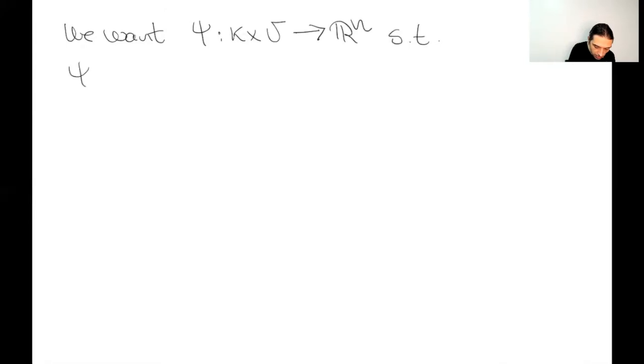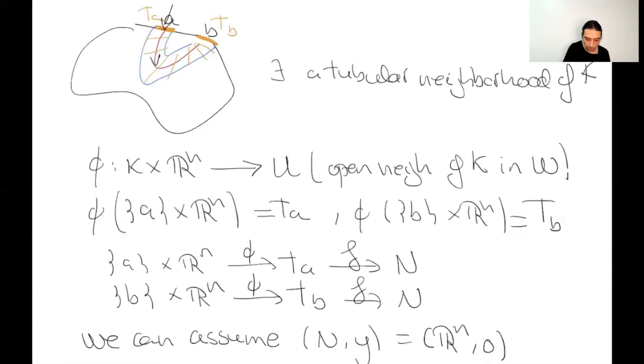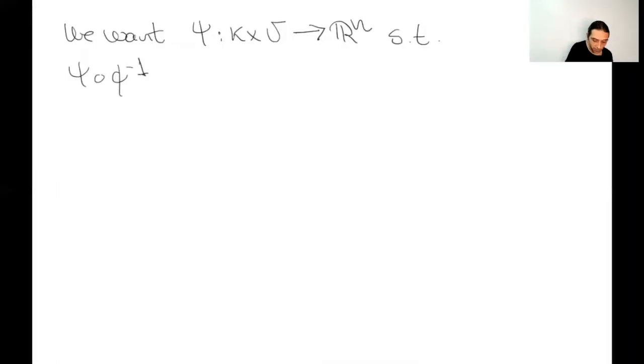So what we want now is psi, which is going to be a map from K times B to N, so R^n, such that when we consider phi^{-1} composed with psi, which could be defined actually in a neighborhood of K, it satisfies all the properties that we want.